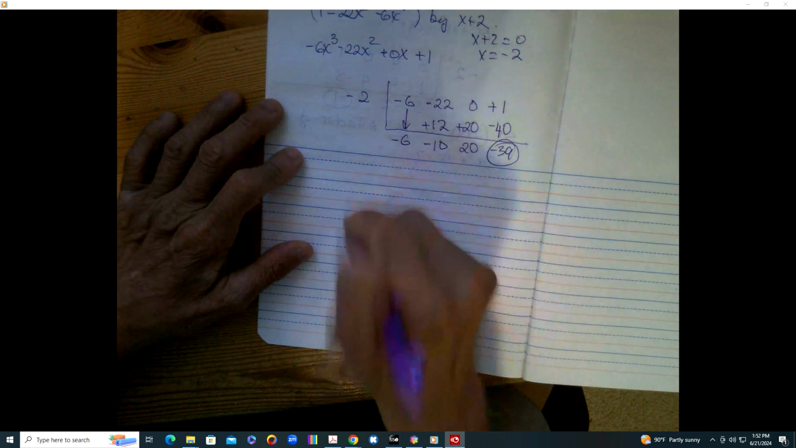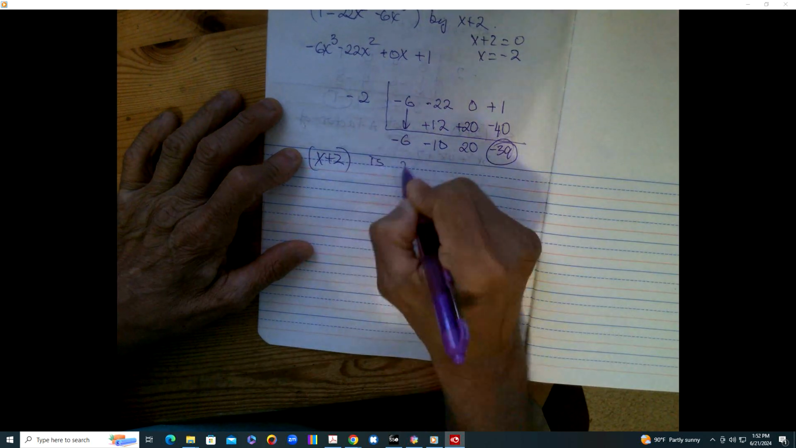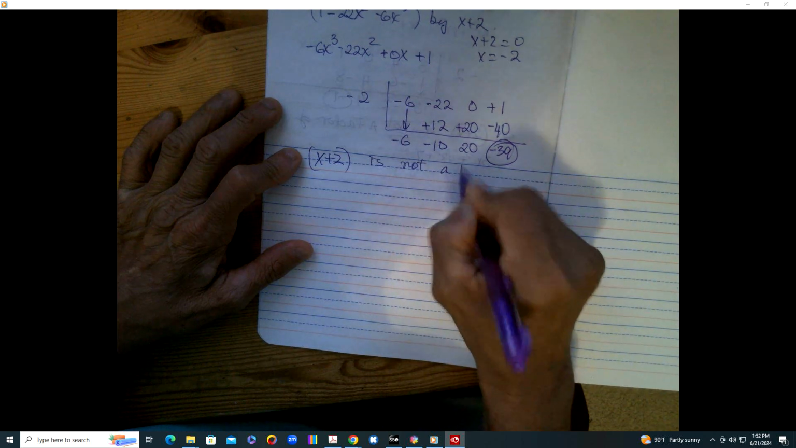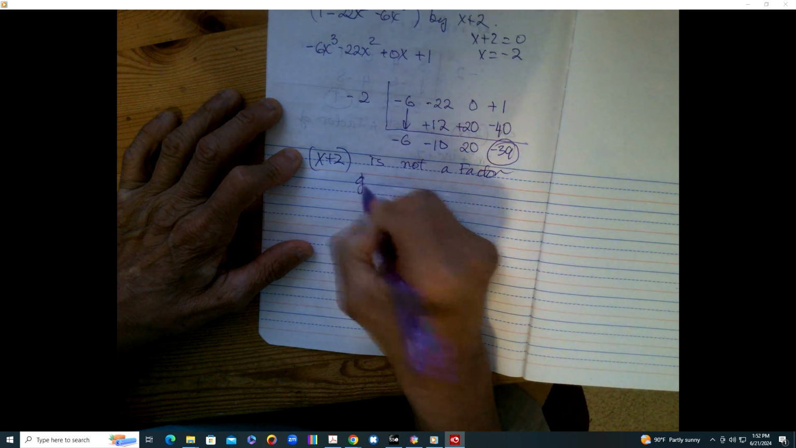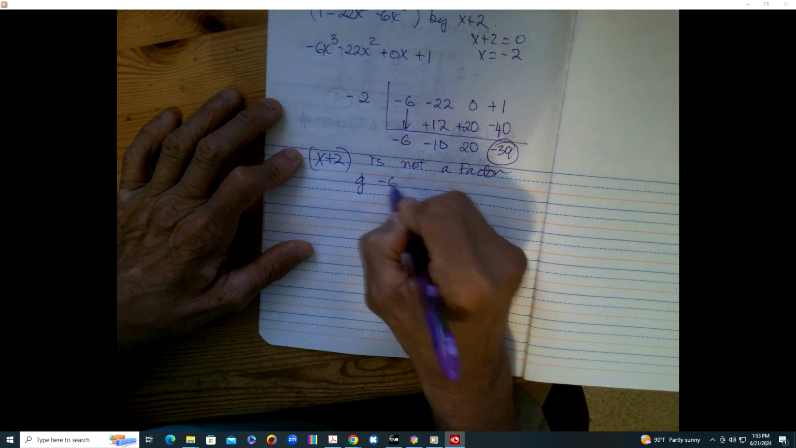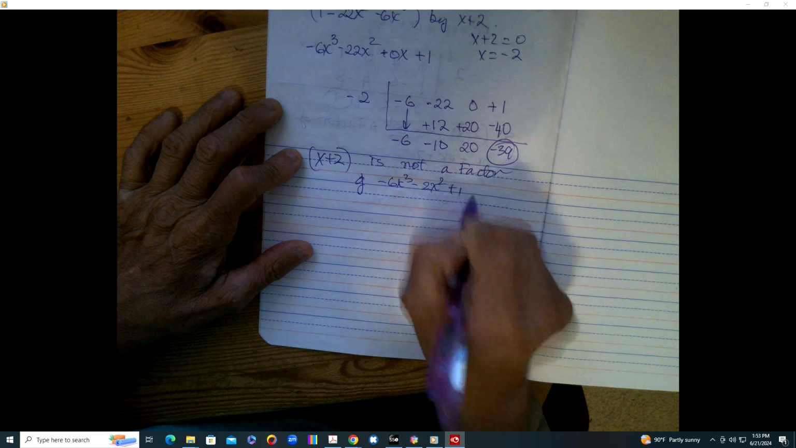So x plus 2 is not a factor of negative 6x to the third minus 22x squared plus 1.